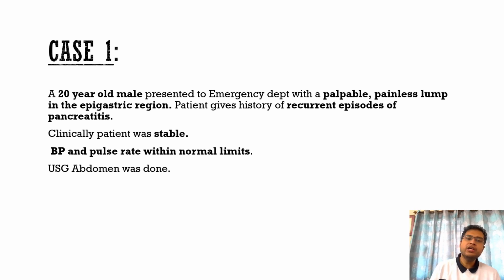So, here we have a 20-year-old male who came to the emergency department with a palpable painless lump in the epigastric region. This is a very important clinical sign to be elicited, a palpable painless lump. And he gives a history of recurrent episodes of pancreatitis in the past and was clinically stable with the blood pressure and the pulse rate within normal limits. So the clinicians had ordered a USG abdomen for this patient, and I was the radiologist on call.